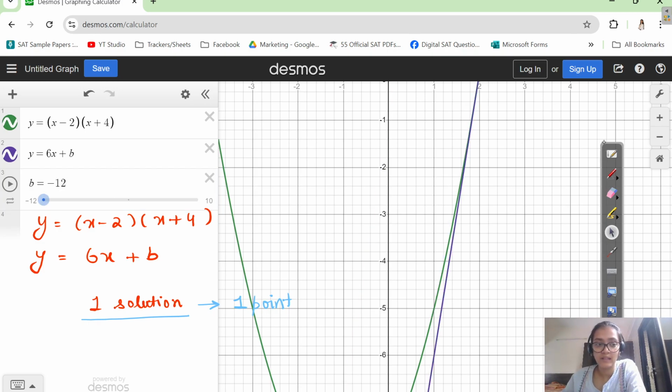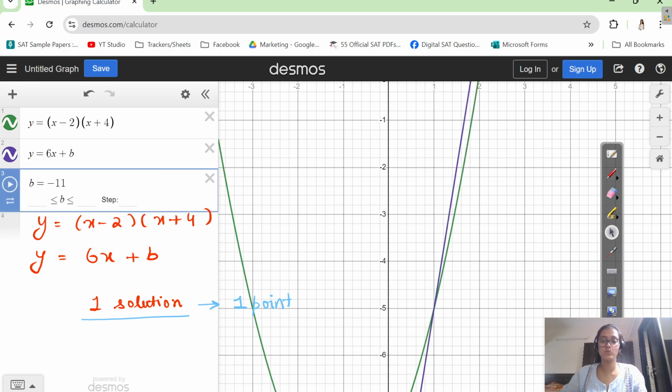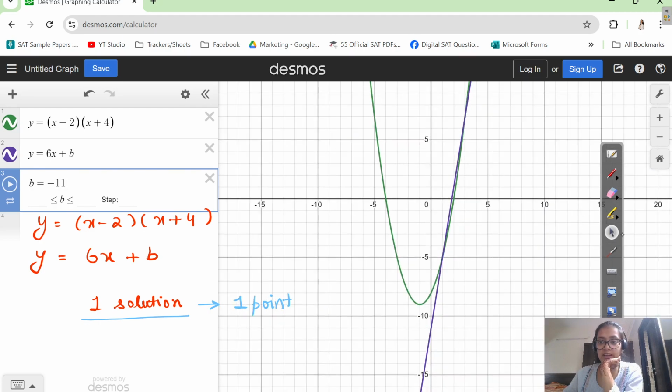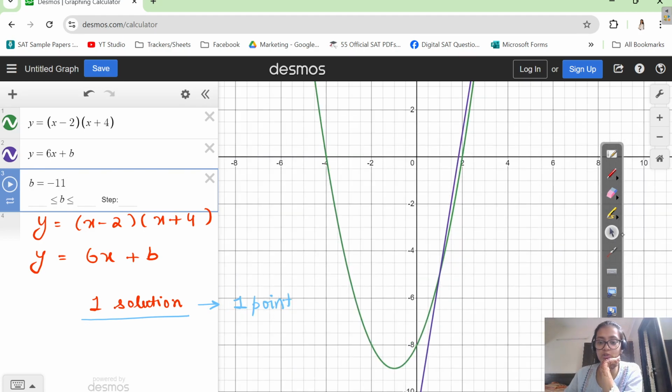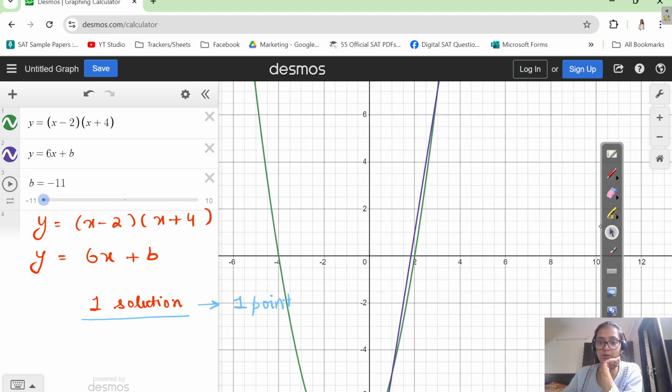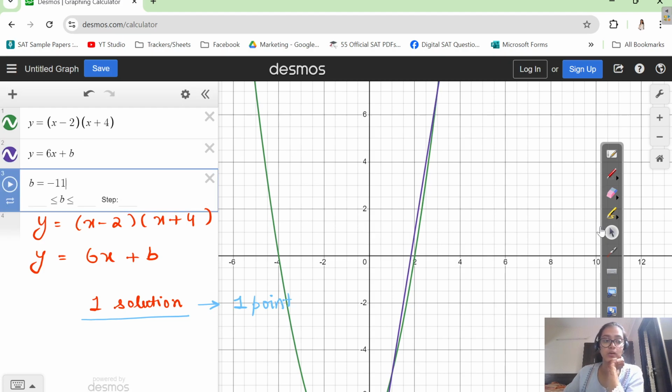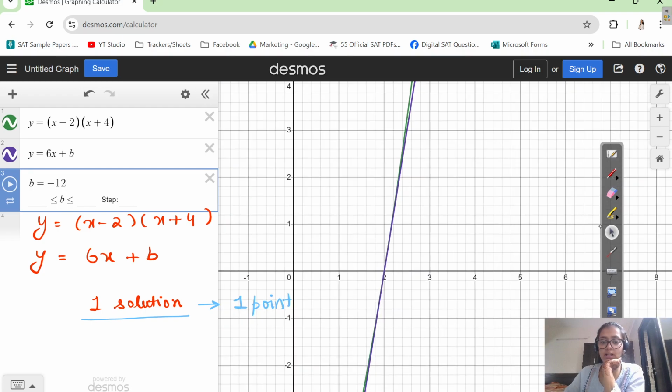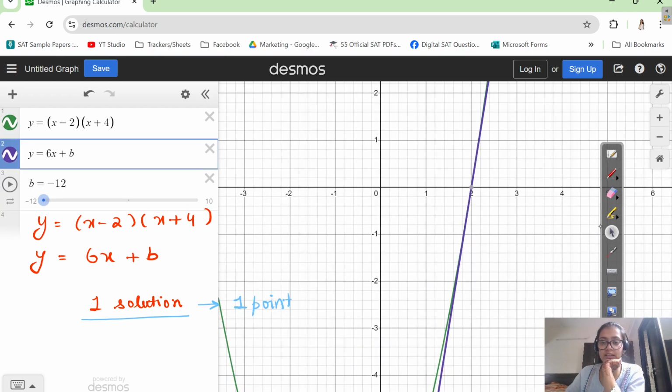Now see, at -11, I think it's cutting at 2 points. Yeah, right now it is touching the parabola at 2 points. This point, and 1 point is above this point. But we want to touch it at exactly 1 point. Let's take it 12. Yes, so when we take it 12, it will touch the parabola at exactly 1 point, which is 2 comma 0.